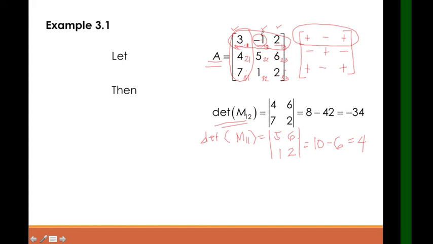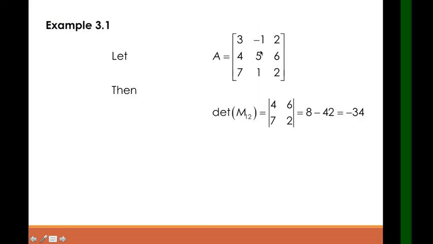Sa M12, ito yan. So, alisin natin yan, no? Sa M12, paano siya nakuha? So, sa M12, ito siya. So, by horizontal, ito yung tatamaan at saka ito. So, matitira 4, 6, 7, 2. Ayan, 4, 6, 7, 2. 4 times 2 is 8. 7 times 6 is 42. In minus, the answer is negative 34. Did you get it? Okay.